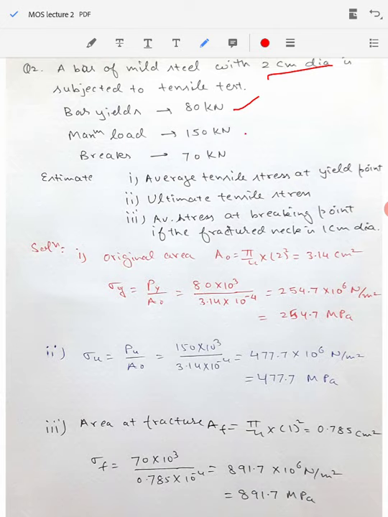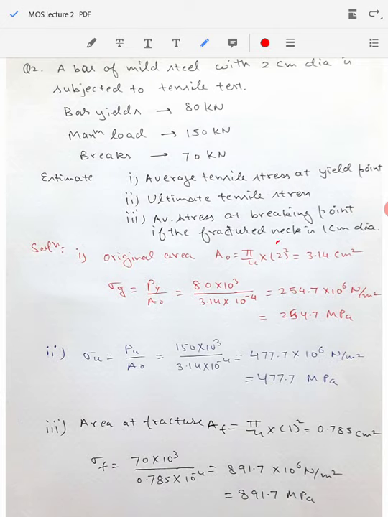The maximum load that the bar can sustain is 150 kilonewton. So this corresponds to U. So this corresponds to Y, this corresponds to point U. And finally, the component breaks at the point 70 kilonewton. So this corresponds to your fracture point F. So the load values corresponding to Y, U and F points are given. You have been given the diameter of the component. What you need to calculate here is the value of stress corresponding to these points. So you need to calculate the average tensile stress at yield point, ultimate tensile stress corresponding to U point, and the stress at breaking point.